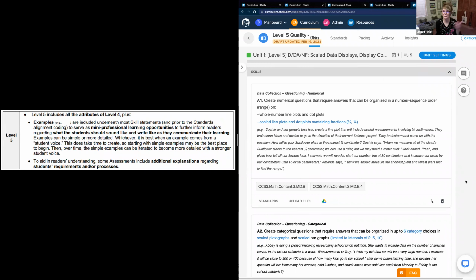Sophie and her group's task is to create a line plot. They will include scaled measurements, including 0.5, 1/2 centimeters. They brainstorm their ideas for their current science project. Because the other thing we're trying to get teachers to realize is this isn't all in isolation. Matter of fact, I don't even want to see the skills all taught in isolation in my lesson plans. I want to bundle things together. Once we know these skills, oh, we can do A1, B2, and C3 all at the same time. In our lessons, we want to bundle.